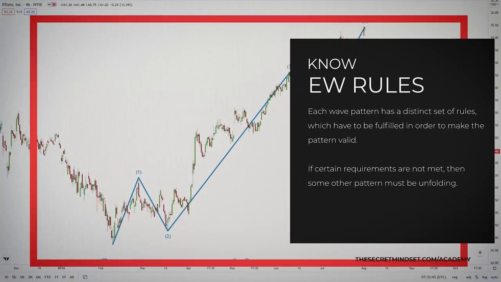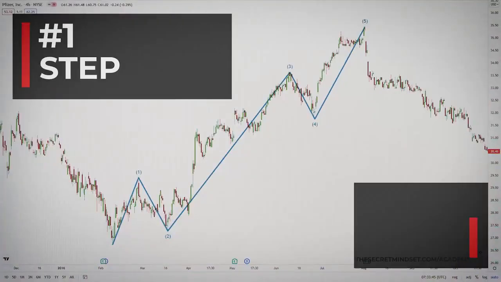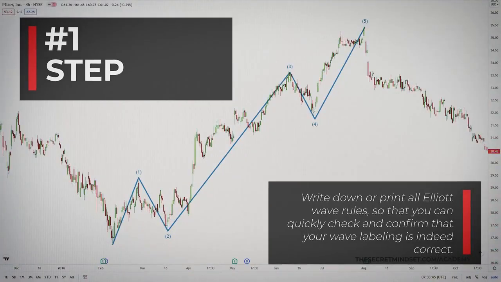Nothing is more important in Elliott wave analysis than respecting the Elliott wave rules. Each wave pattern has a distinct set of rules which have to be fulfilled in order to make the pattern valid. If certain requirements are not met, some other pattern must be unfolding. Simple as that. It is therefore very useful to write down all Elliott wave rules so that you can quickly check and confirm that your wave labeling is indeed correct.